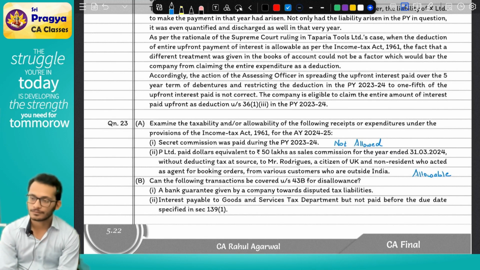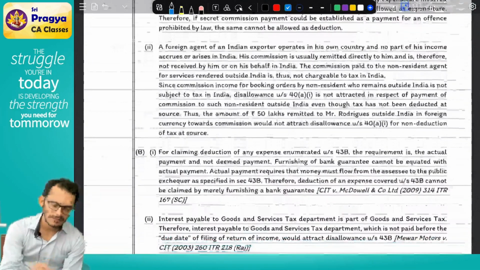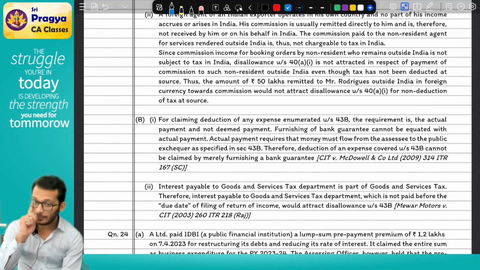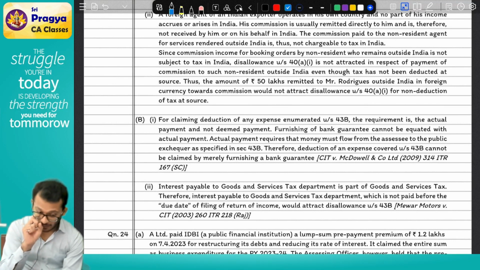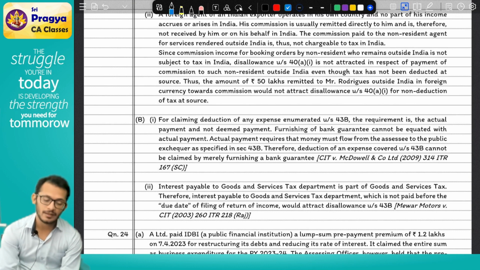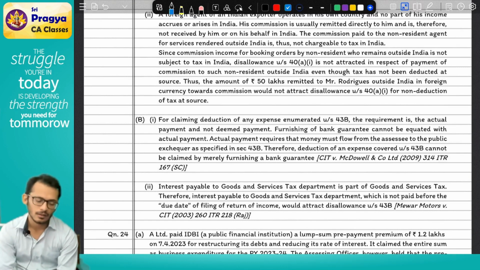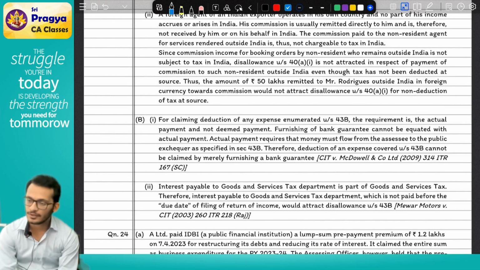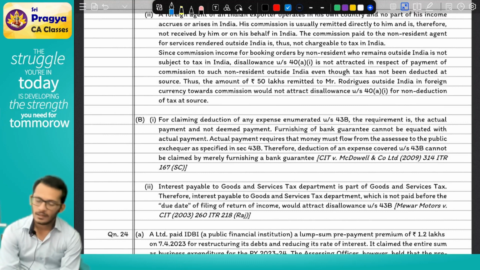No, because, very good. Just because you give a guarantee does not mean there is an actual payment. So for claiming deduction of any expense enumerated under 43B, the requirement is that the actual payment should be made and not the deemed payment. Furnishing of bank guarantee cannot be equated with an actual payment. Actual payment requires that the money should flow from the assessee to the public exchequer as specified in 43B. Therefore, the deduction of the expense cannot be claimed by merely furnishing a bank guarantee. It is the case of McDowell and Co., a Supreme Court decision.